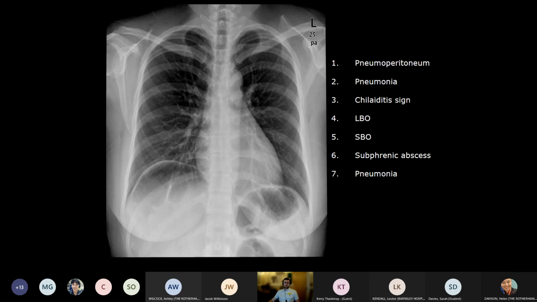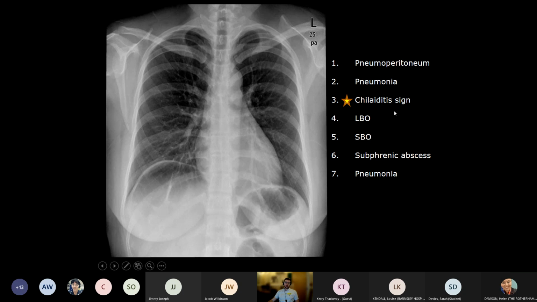Pneumoperitoneum. Pneumoperitoneum. Anyone else? Are we all in agreement, or does anyone think anything else? Okay, so it's actually this.